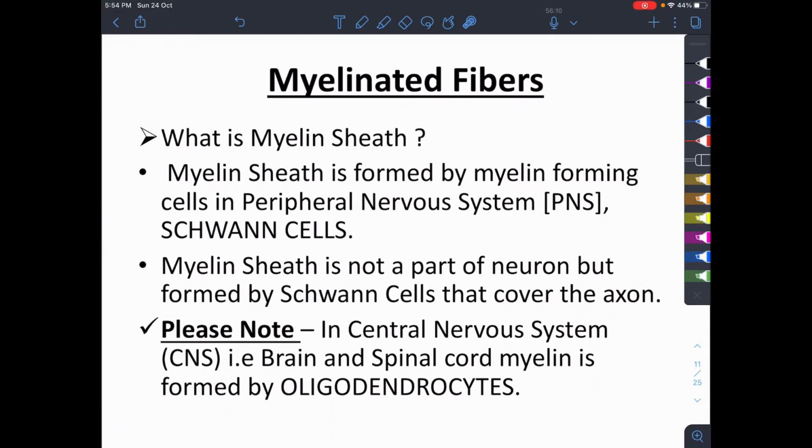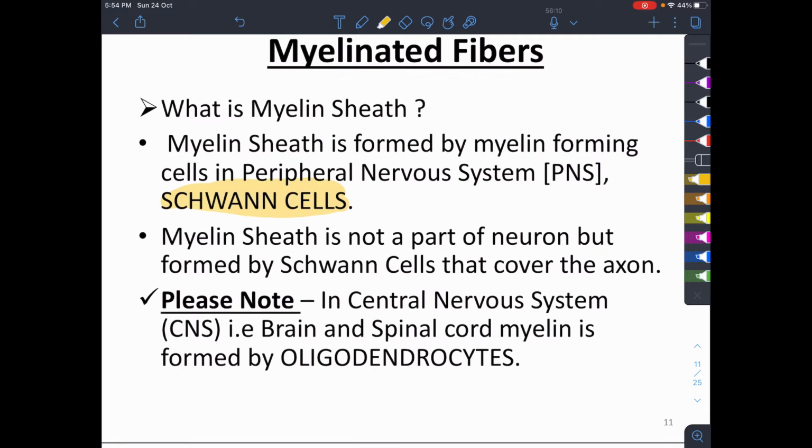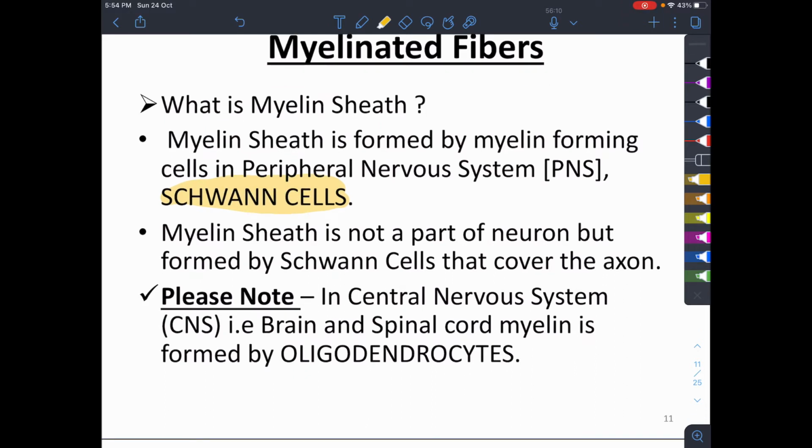Myelinated fibers. What is a myelin sheath? Myelin sheath is formed in the peripheral nervous system by the Schwann cells. We already know this information, it's not new. And the myelin sheath is not a part of the neuron. It is formed by the Schwann cell.